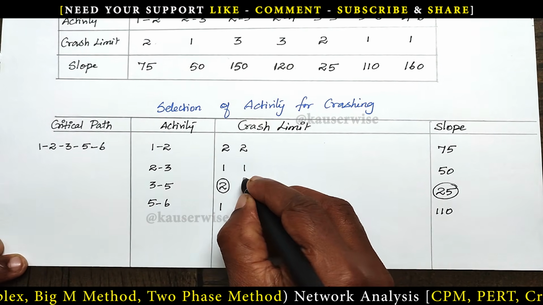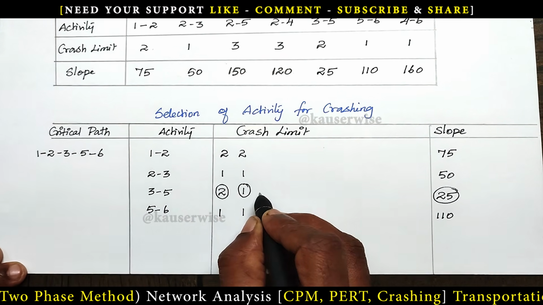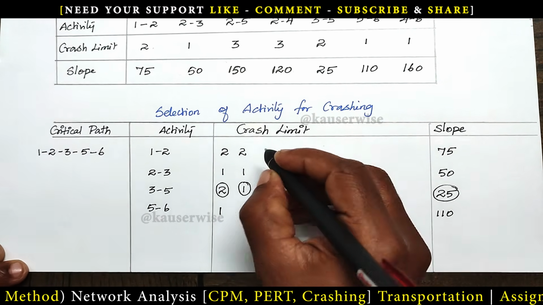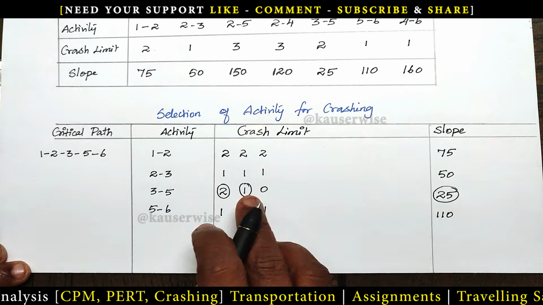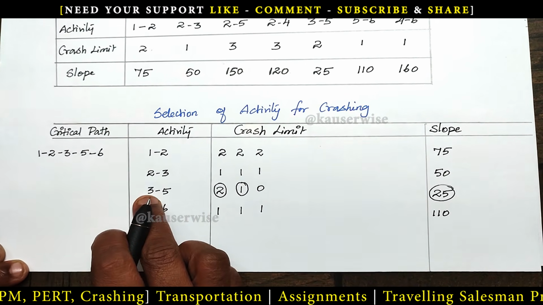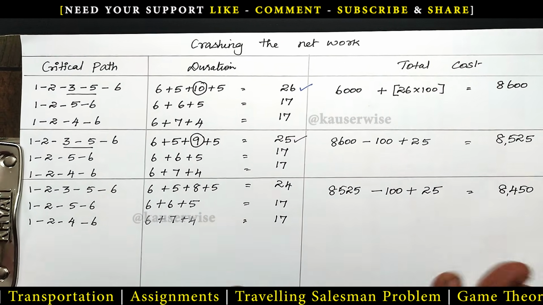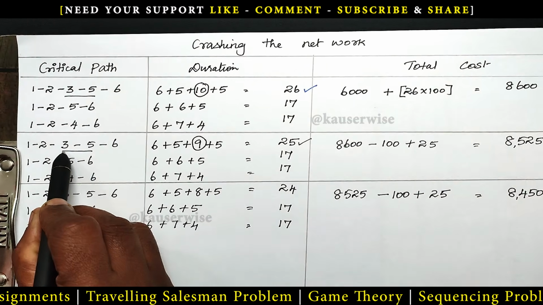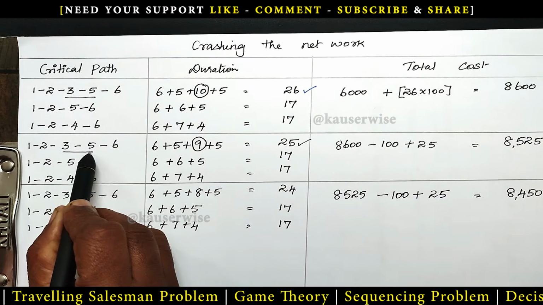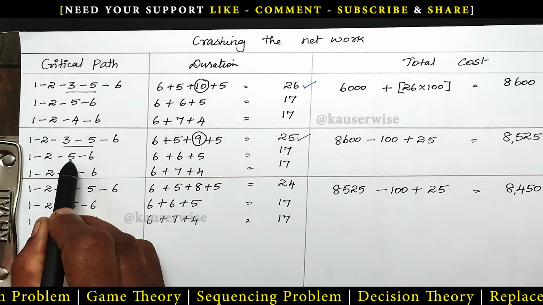So I am going to crash this particular activity by 1 day. Then it will become 0. All other crash limits are going to remain the same. So I am going to crash the same activity 3 to 5. See the crashing the network table. According to the previous calculation, we have found that we can reduce 1 day in this particular activity, that is 3 to 5, but the same is not applicable for other parts.